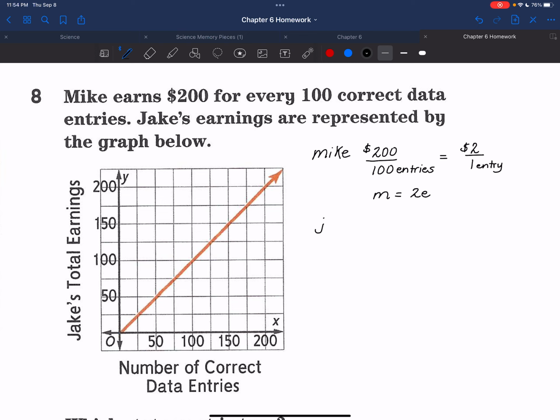And then Jake, I'm going to look at the graph, and I see that he gets $50 for 50 correct entries. So that's $50 over 50 entries, and if you reduce that down, it's $1 per entry. So Jake's equation will be Jake equals $1 per entry. And that looks like that. That's a 1.